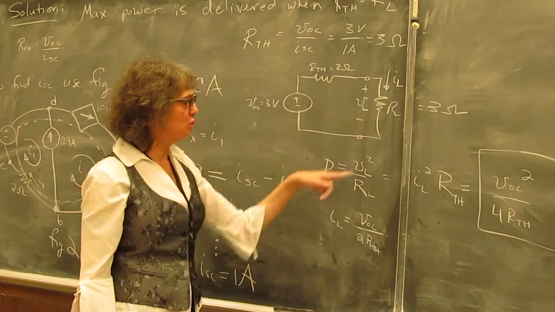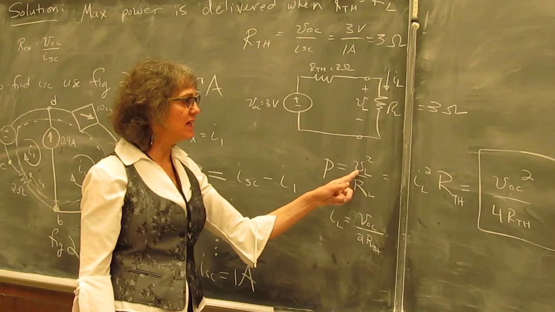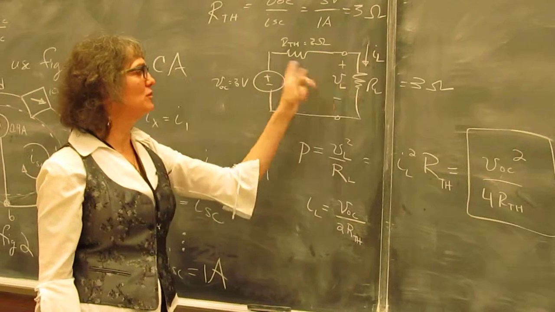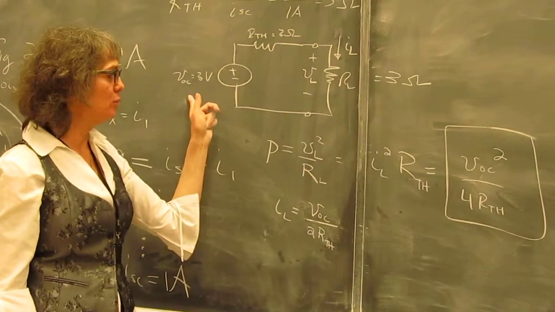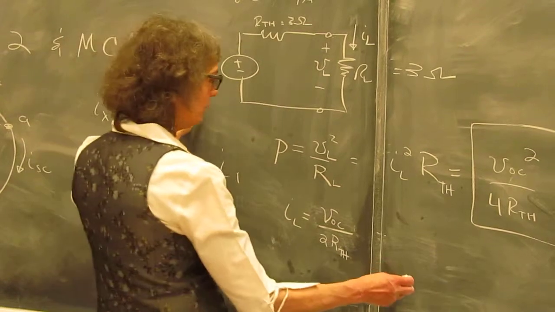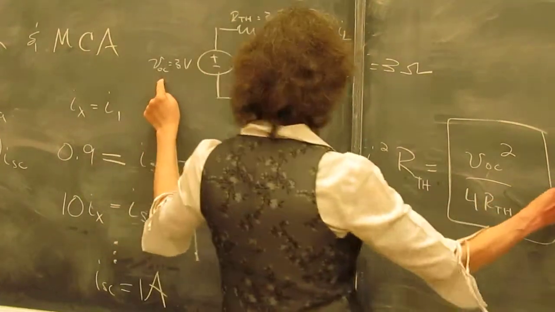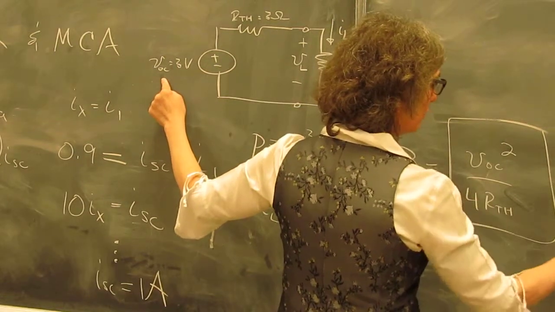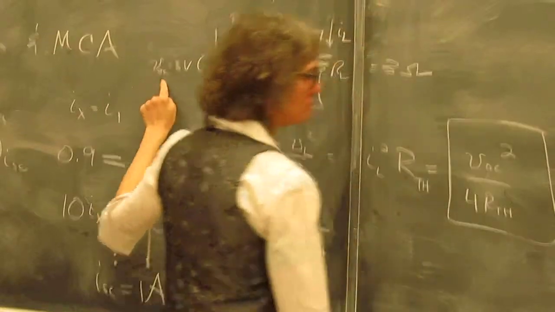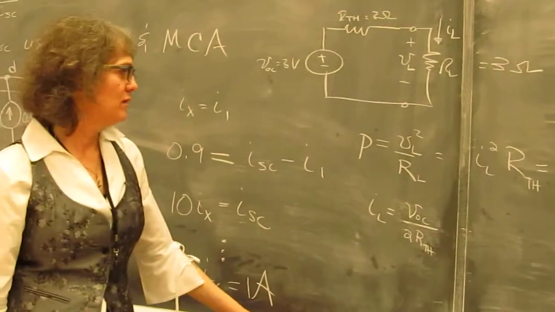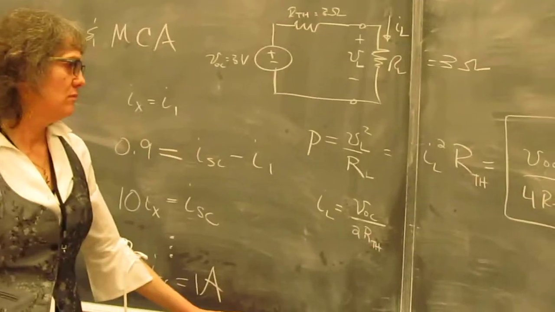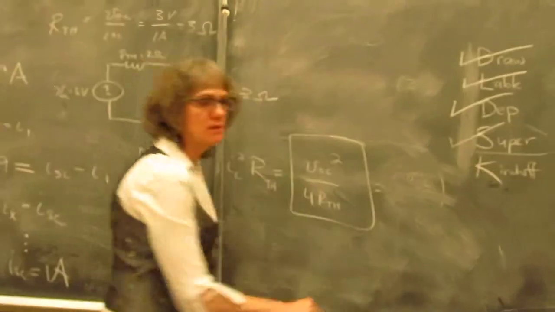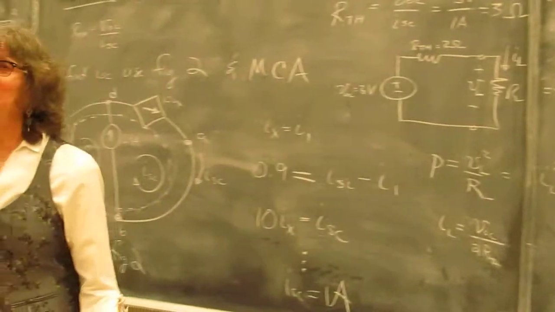If you wanted it in terms of the short circuit current, you would just substitute for VL here. Using a voltage divider, these are 2 equal resistors, so it's just going to be half, so it's going to be 1.5. Or VOC over 2, so you could also put the power as VOC over 2 squared over RTH. That's the same thing. Anyway, you can do it. I'm done. Any other questions?